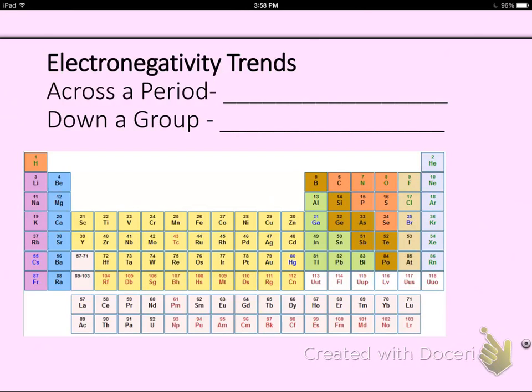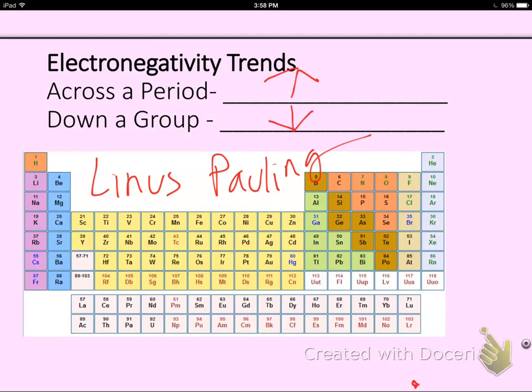Okay, so across a period, electronegativity goes up, and down a group, electronegativity goes down. Now, in fact, Linus Pauling came up with this idea of electronegativity, and there's something called the Pauling scale. And the electronegativity is not like energy. There are no units associated with it. It is an arbitrary scale, and the element that has the highest electronegativity was assigned the value of 4. And everything else is compared to it.